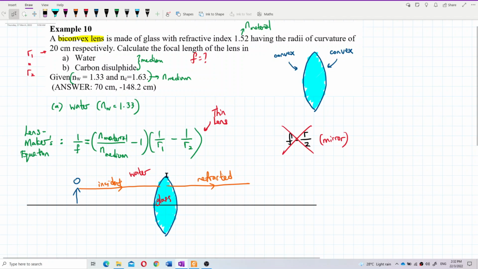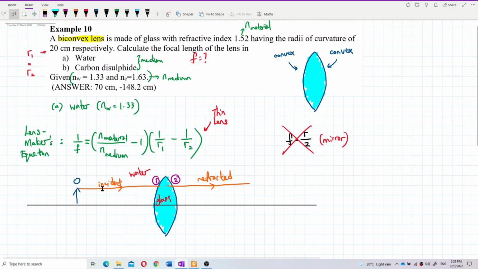And then which one is the first surface and which one is the second surface? The first surface is the one where the incident ray comes, where the light first enters. And the surface where the refracted ray exits is the second surface.